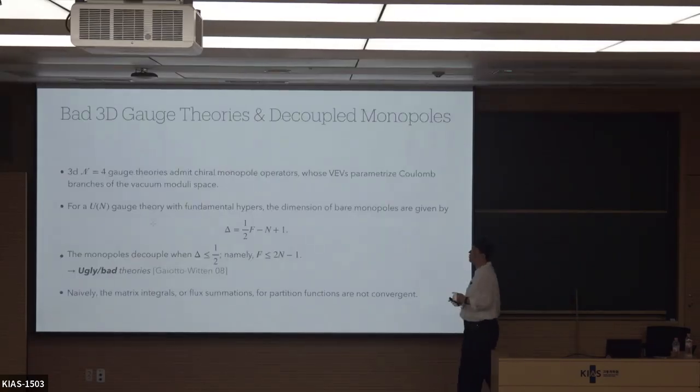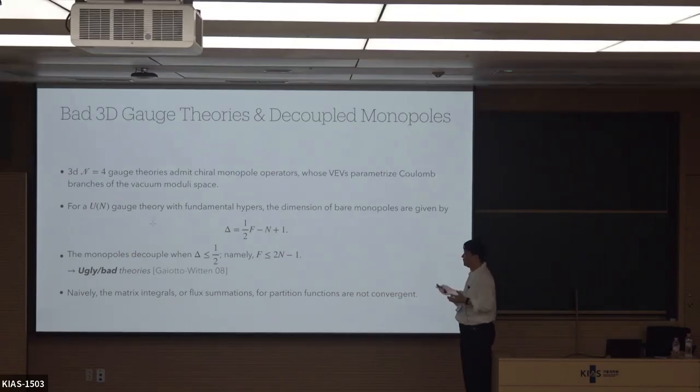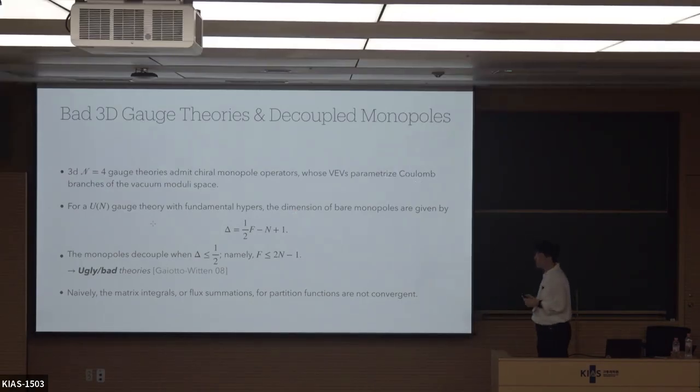Okay, so now let's move on to bad theory, as I promised. So what is bad theory? Let me first explain what it is. So 3D N equal to 4 gauge theory admits chiral monopole operators whose vevs parameterize the Coulomb branch of the moduli space. For U(N) gauge theory, we can determine the naive conformal dimension or R charge of those bare monopole operators by using this formula.